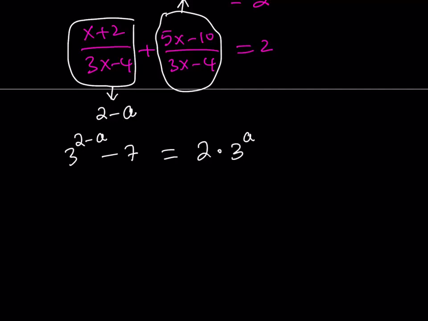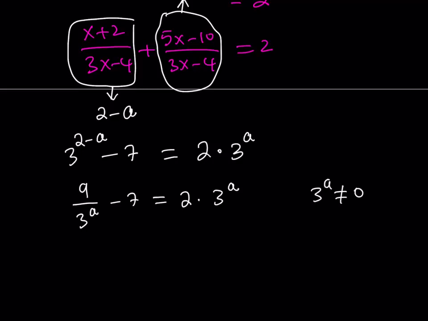But we still have to do a couple things here. Let's go ahead and do them. First of all, notice that we can write this as 9 over 3 to the power a, minus 7, which is equal to 2 times 3 to the power a. Now, at this point, you know that 3 to the power a can never equal 0, right?